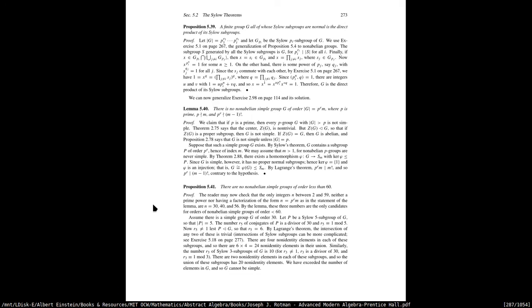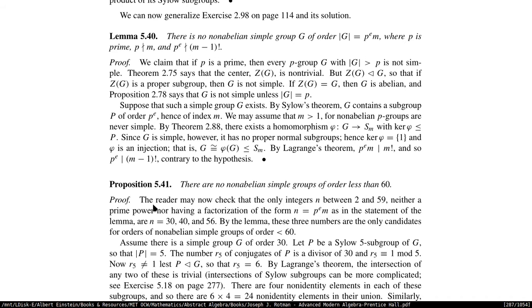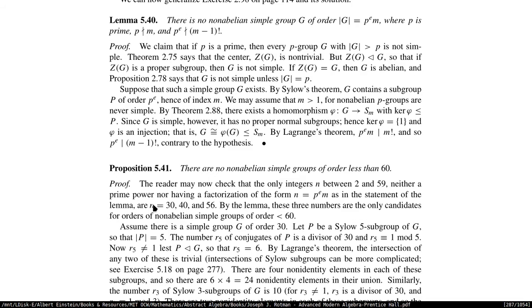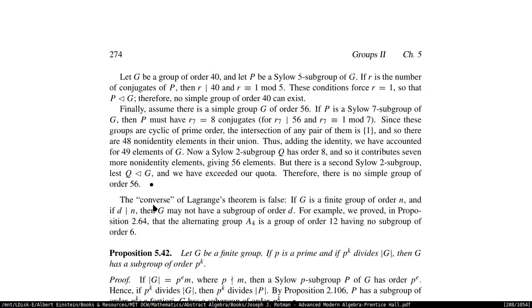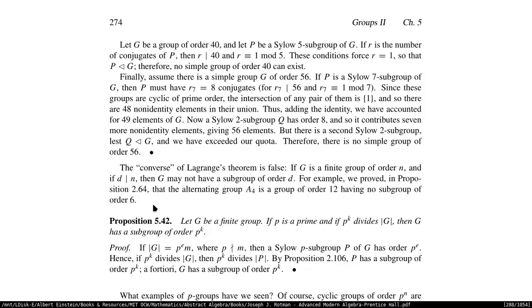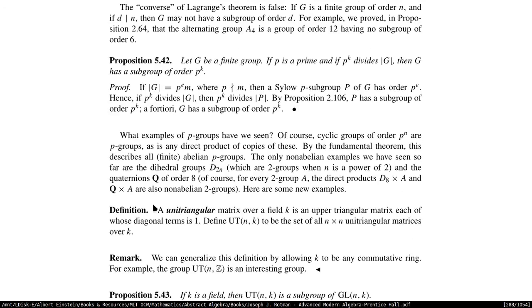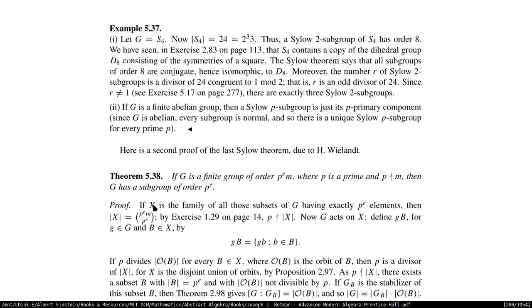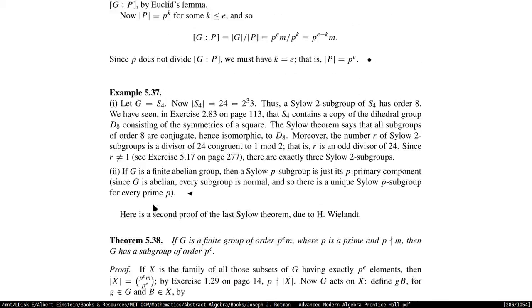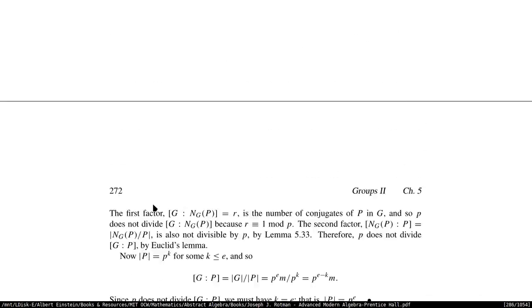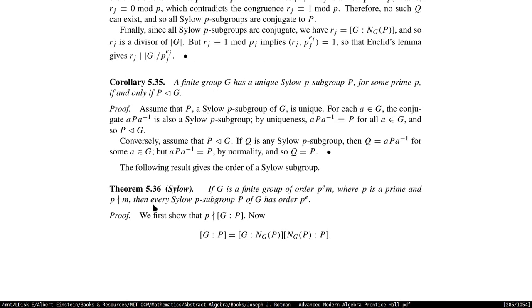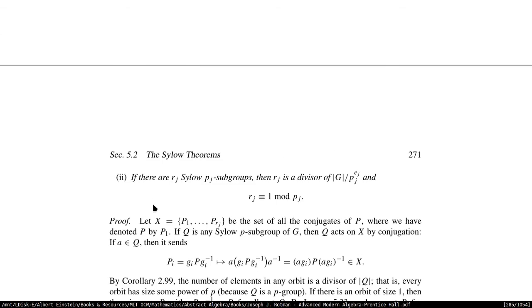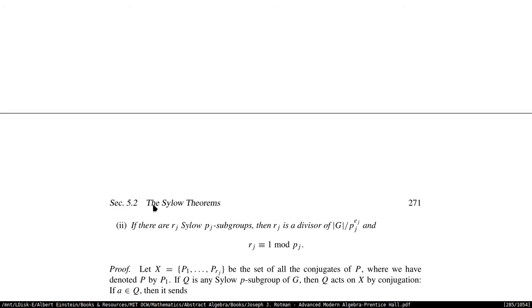So what text are you in right now? This is Rothman. Yeah, like before he gets into unitriangular matrices, which we're not going to see ever again. I don't think he mentions this one, or maybe, wait.